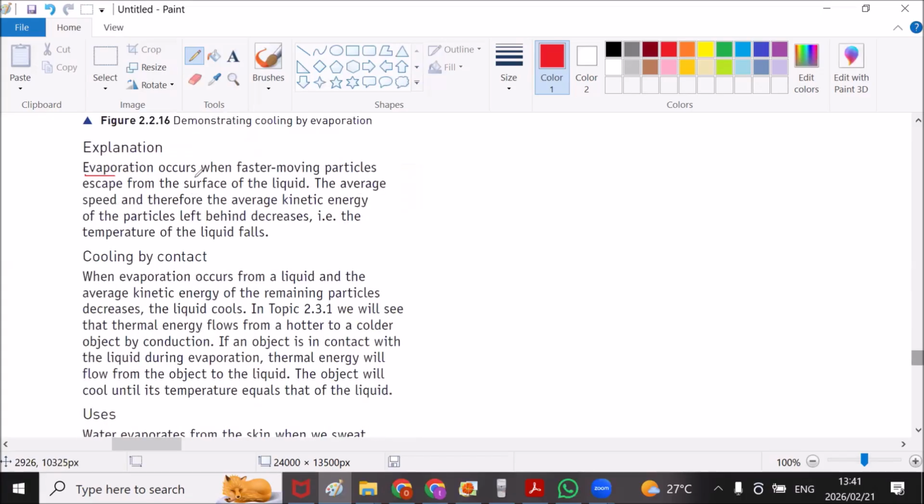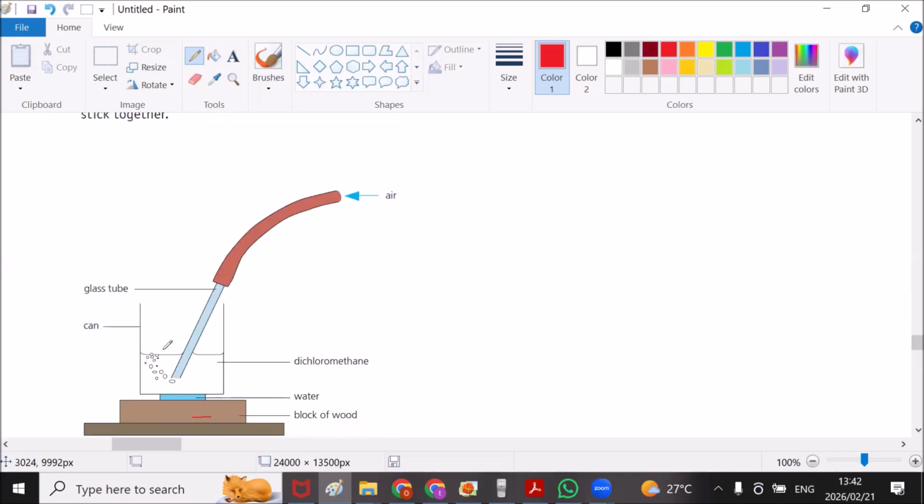Explanation. Evaporation occurs when faster moving particles escape from the surface of the liquid. The average speed and therefore the average kinetic energy of the particles left behind decreases. That is, the temperature of the liquid falls. So, evaporation here of the dichloromethane causes the temperature of the remaining dichloromethane liquid to drop.